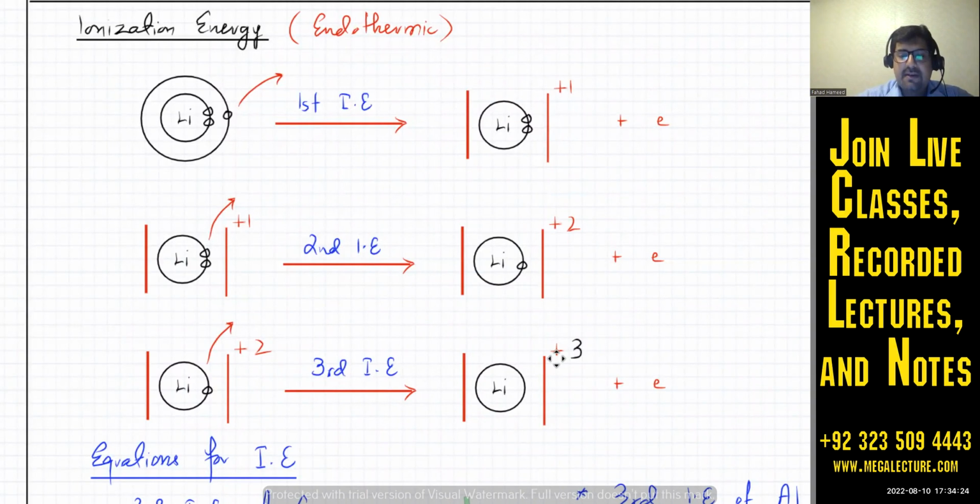And this is +3. Now remember, it's going to be a lot more difficult to remove electrons from an atom or ion which has a charge of +2. क्यों? क्योंकि वो electron deficient है, it's got a net positive charge, so it will be very strongly attracting its electrons. जो neutral atom होगा, it's not got any charge overall, so that means compared to this one, it will be attracting the electrons lesser.